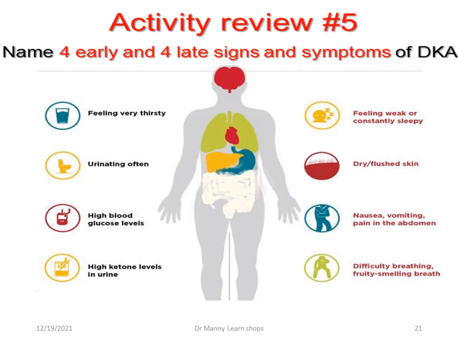So, feeling thirsty, polydipsia, urinating often, polyuria, high blood glucose levels, hyperglycemia, high ketone levels in the urine, ketonuria, feeling weak or constantly sleepy, they're fatigued, dry, flushed skin, they're dehydrated and dry, nausea and vomiting and pain in the abdomen, dyspnea and acetone, fruity smelling breath.